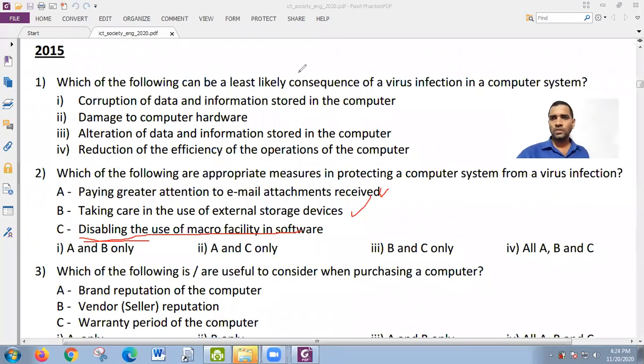Okay, so all these things are correct. Remember, disabling the macro can be asked in the exam. Okay, next one.